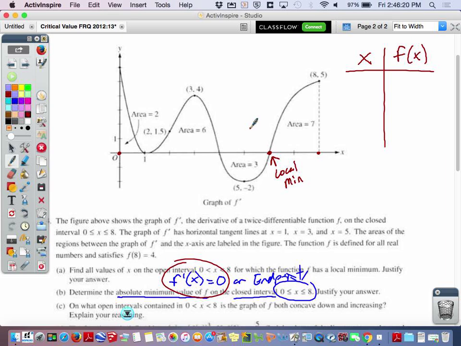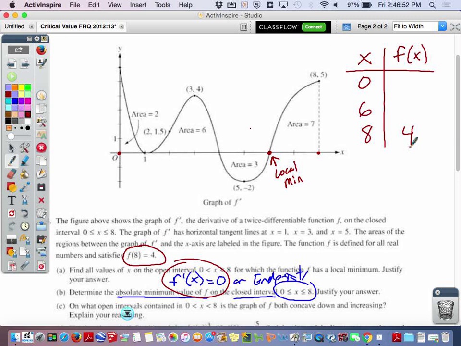So we're going to make a critical value table, a table to test for the absolute minimum. In the table, I have to put my critical value of 6 and the endpoints 0 and 8. And now our goal is to figure out what the actual function value is at each of these x values. We're going to use one of the points given to us. They said that f of 8 is 4, so automatically I know that that's 4.